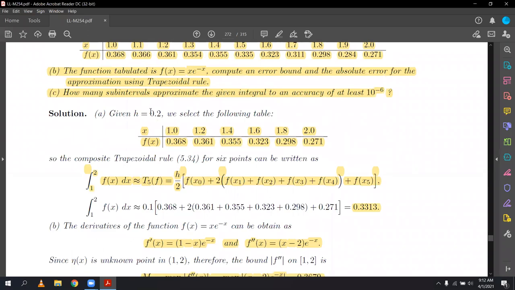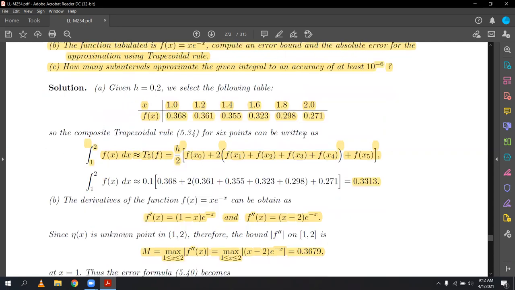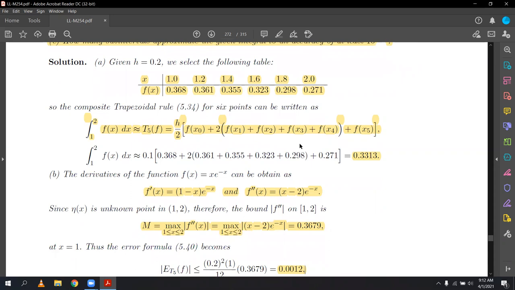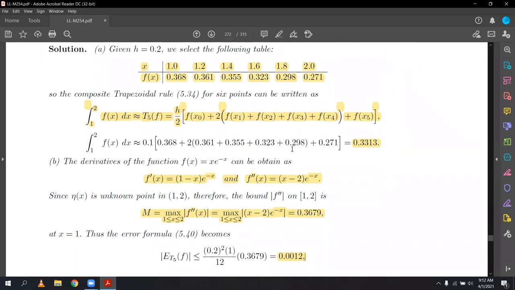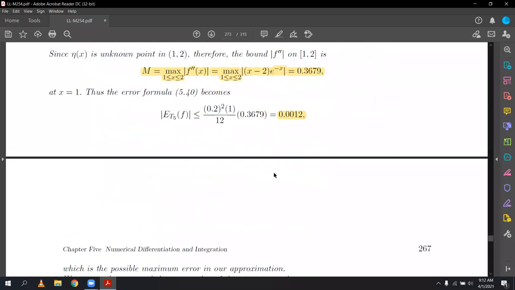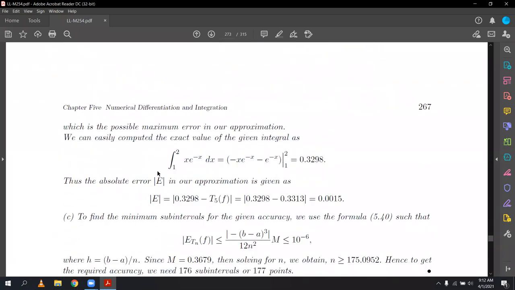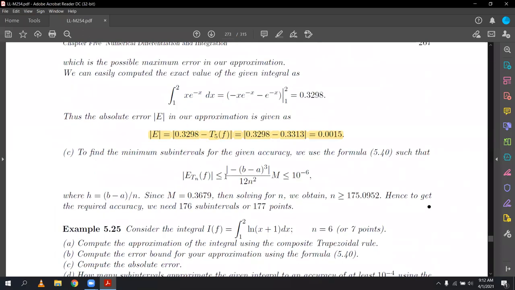What is the third part? How many subintervals, meaning n, do you need to approximate the given integral with accuracy 10 to the minus 6? If we need 10 to the minus 6 accuracy, how many subintervals do we need using the trapezoidal rule here? This is where I found the absolute error. There is no need to do the absolute error in the exam because it takes more time; you need integration by parts here, which makes a complete question. So we use this error bound formula, and 10 to the minus 6 accuracy is given. And you know M is already this, and you solve this for n.